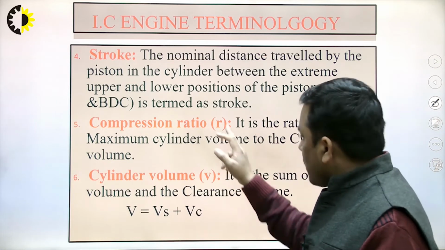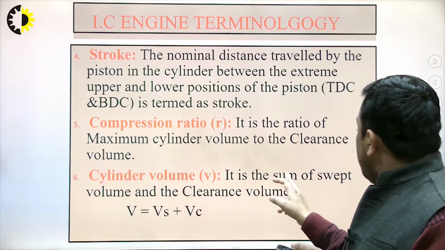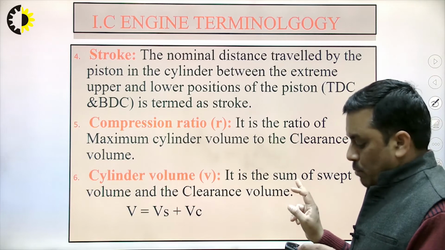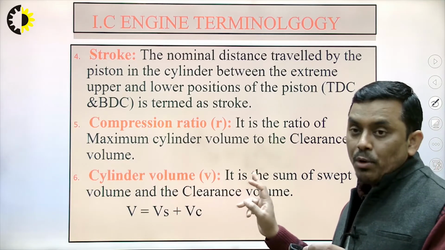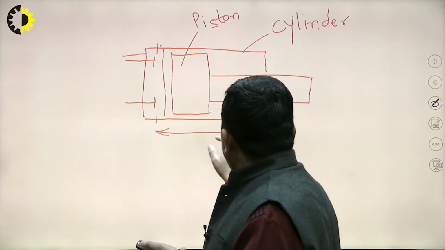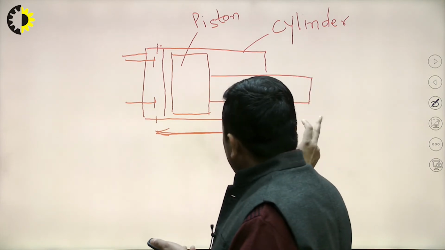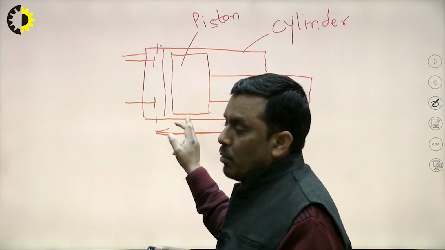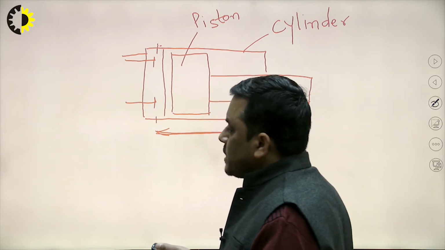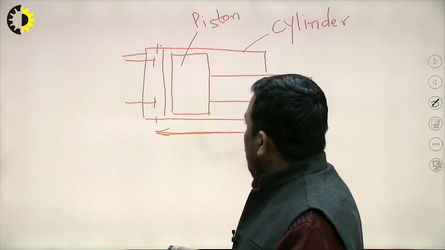Maximum cylinder volume, I am coming to this point, but first I would like to cover cylinder volume. What is it? It is the sum of swept volume and clearance volume. Now what are these terms, swept volume and clearance volume? Here we are observing from this point to this point, this is the stroke length. So the volume swept by the piston from TDC to BDC is known as swept volume or stroke volume.